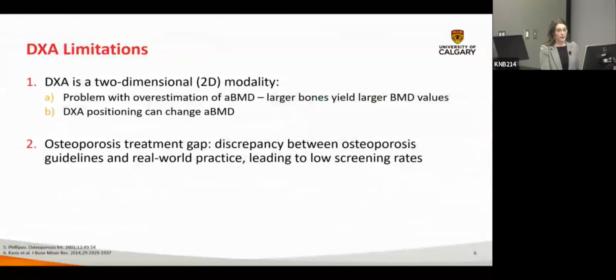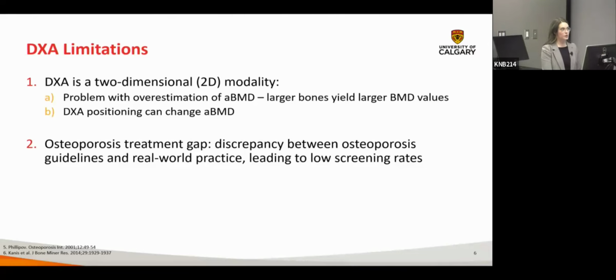Just to note with DEXA, there are still some limitations, even though it's still the gold standard for diagnosing osteoporosis. First off, like I already mentioned, it is a two-dimensional scan giving us areal bone mineral density. The problem with areal bone mineral density is that it causes an overestimation of the BMD, so larger bones typically yield a larger BMD value. Secondly, positioning is really important, again because it's a 2D measure. How you position the person during the DEXA scan can really change how that BMD score comes out.